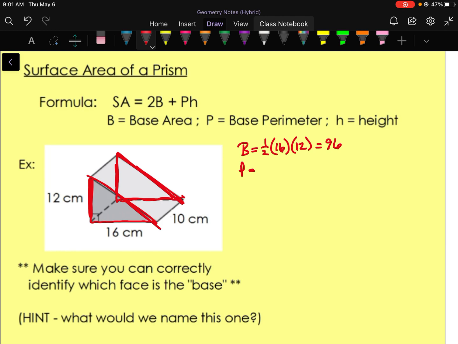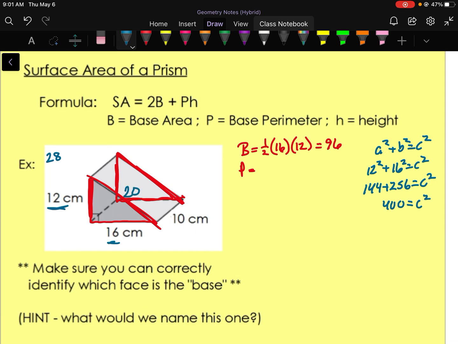So we have 12 plus 16, so we're sitting at 28 right now, but I don't know this distance here, so I'll do the Pythagorean theorem real quickly. A squared plus B squared equals C squared. So 12 squared plus 16 squared equals C squared. 144 plus 16 squared, 256. Oops, not equals. Equals C squared. If I add those up, I get 400 equals C squared. If I take the square root of that, I get 20. So if I add up my perimeters, 12 plus 16 is 28, plus 20 would be 48. So there's the perimeter of my base.